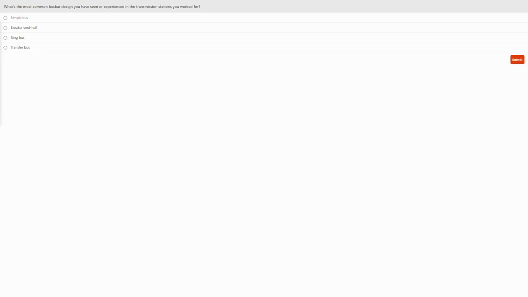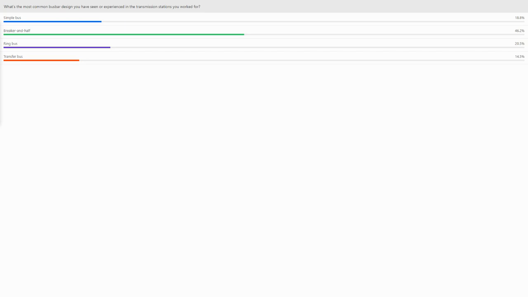Okay, let's see how we do. So yes, as expected, ring bus 20.5%, breaker and a half about 46%. Breaker and a half we have typically seen the most, probably yes, for high voltage stations, especially in North America. And transfer bus, maybe not so much. Yeah, that's expected. Simple bus probably is used mainly for smaller stations. Thank you for your participation, and let's progress to the next section.